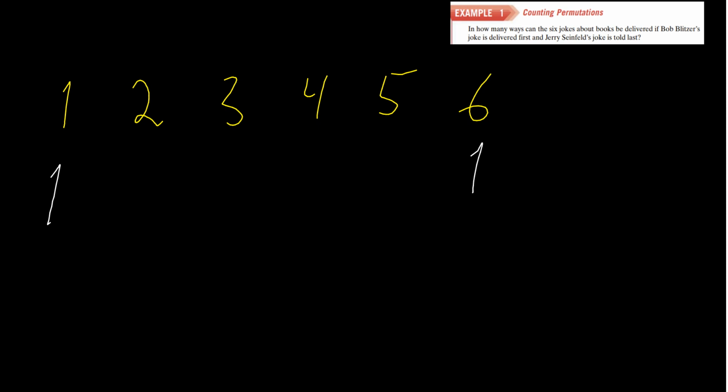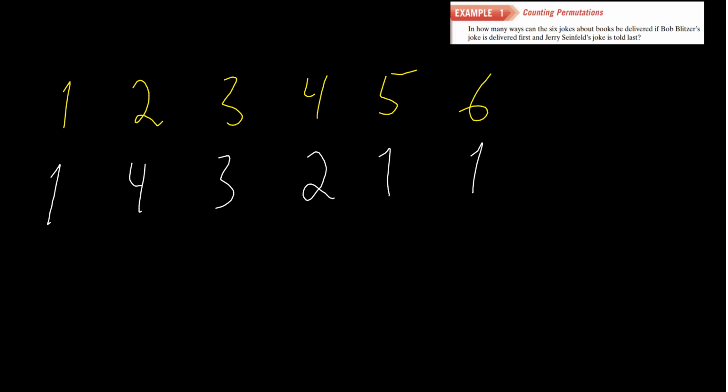So there are 4 possible choices I can tell the second joke, or 4 possible jokes I can tell second. And then, of course, we can go 3 here, and then 2 here, and then there'll just be 1 left over. Okay, and this is the permutation if we were to tell Blitzer's joke first and Seinfeld's joke last.